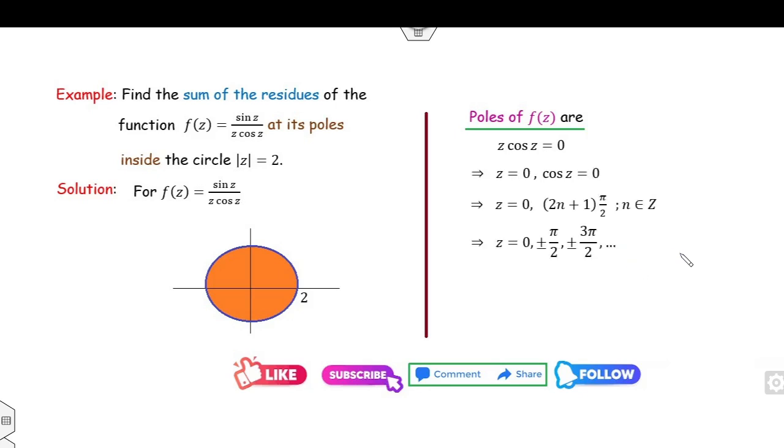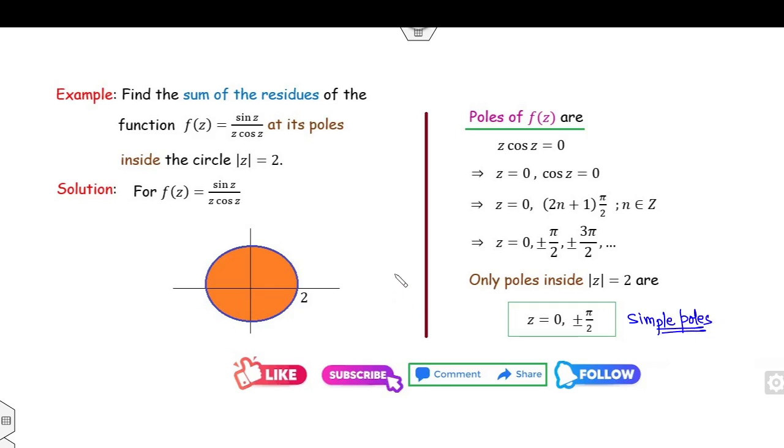Now out of these poles, which ones lie inside the circle? 0, yes, it lies. π/2, that number is 1.57, and -1.57 also lie inside. 3π/2 gives you 4.7 something, that lies outside. This means you have only three poles, that is 0, +π/2, and -π/2, and all are simple poles of the function f(z).